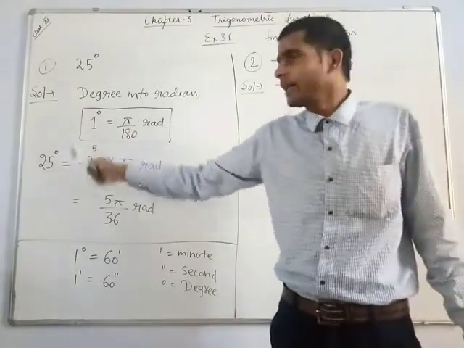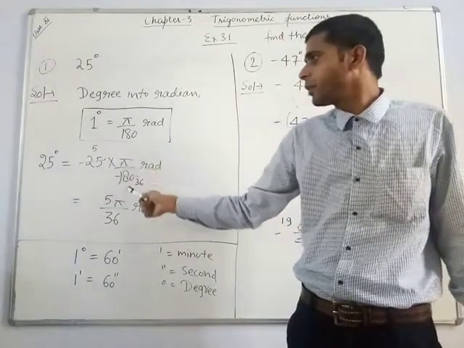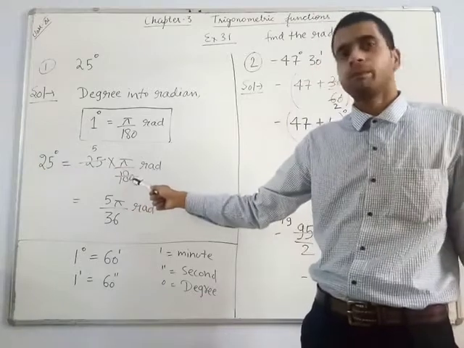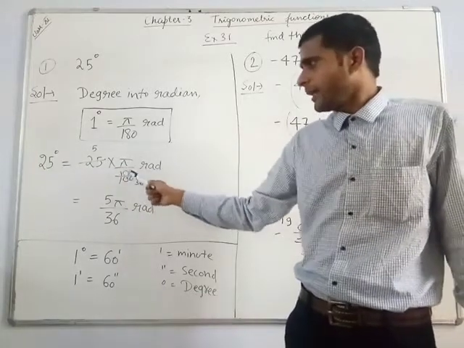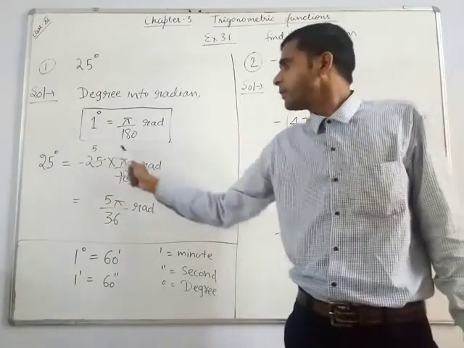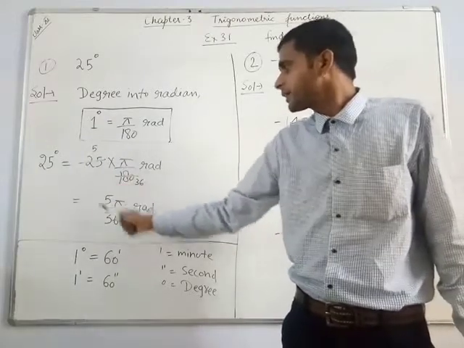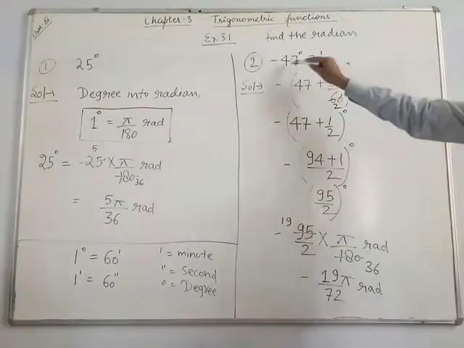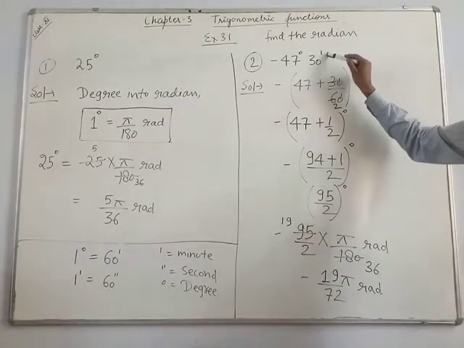So 25 degree is 25 multiplied by pi upon 180 radian. 5 5s are 25, and 180 divided by 5 is 36. So 5 into pi, 5 pi upon 36 radian. But in the second question, it is minus 47 degree and 30 minutes.